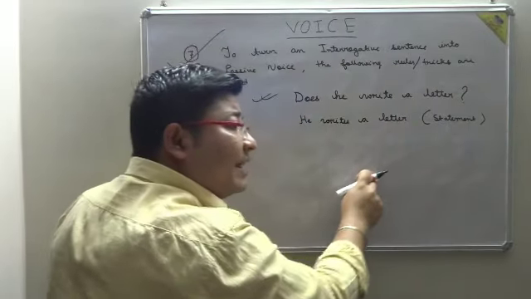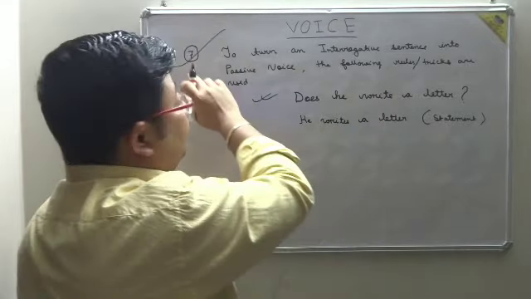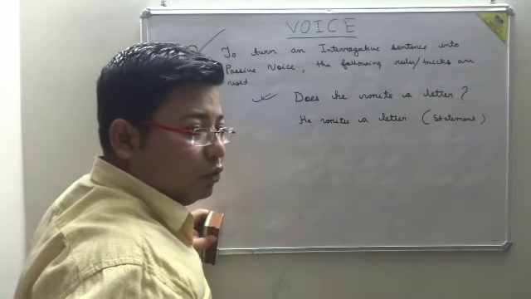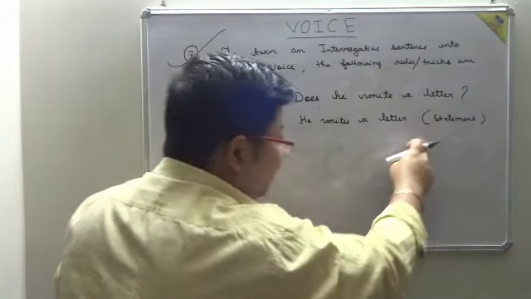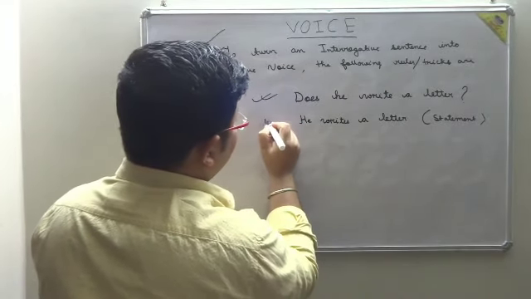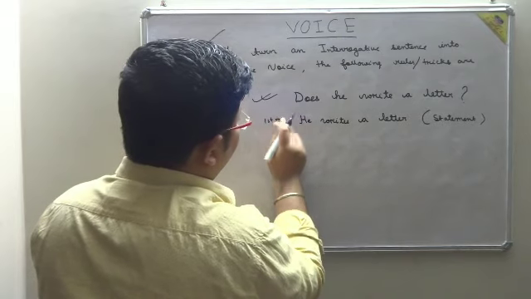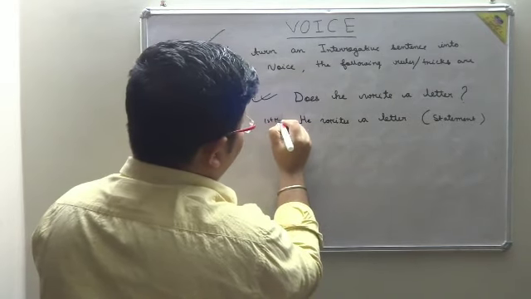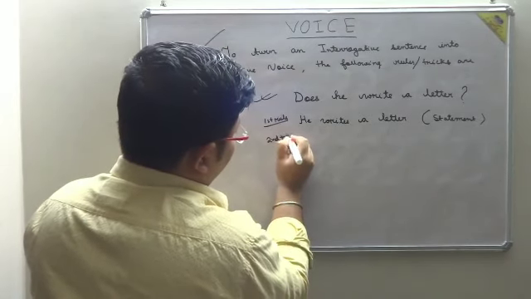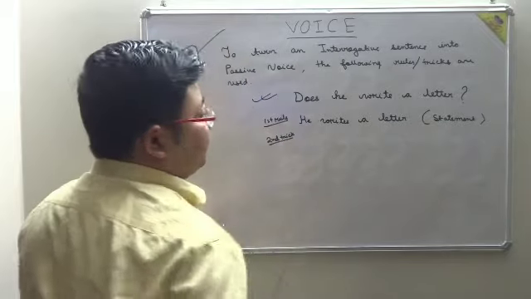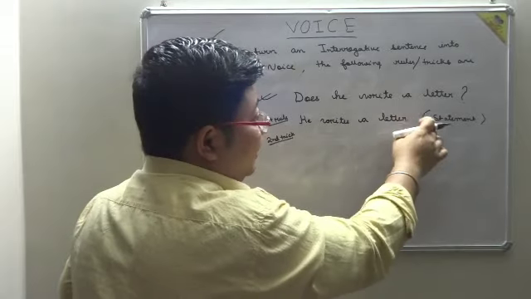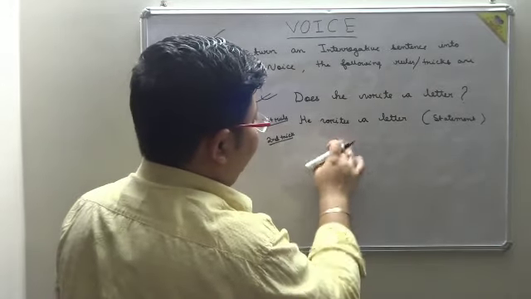Now I will convert the second rule of 7. I will change the voice of the statement. This is an active voice. I will make it passive. You see the first method, first rule of 7. Then comes the second rule or second trick. I will convert this active statement into passive.